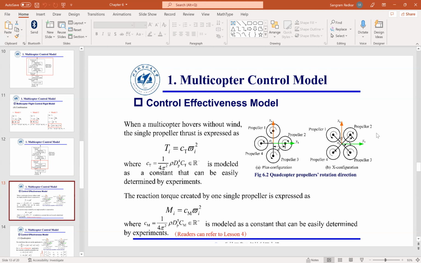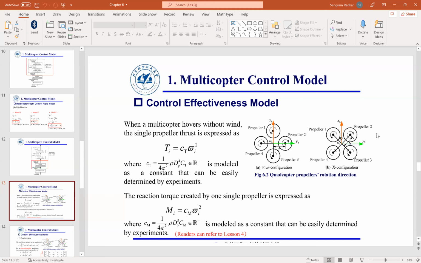So 2 props rotate in the clockwise direction. 2 props rotate in the counterclockwise direction. And as per our convention, we said prop 1 and 2 rotate in the counterclockwise direction. Prop 2 and 4 rotate in the clockwise direction.